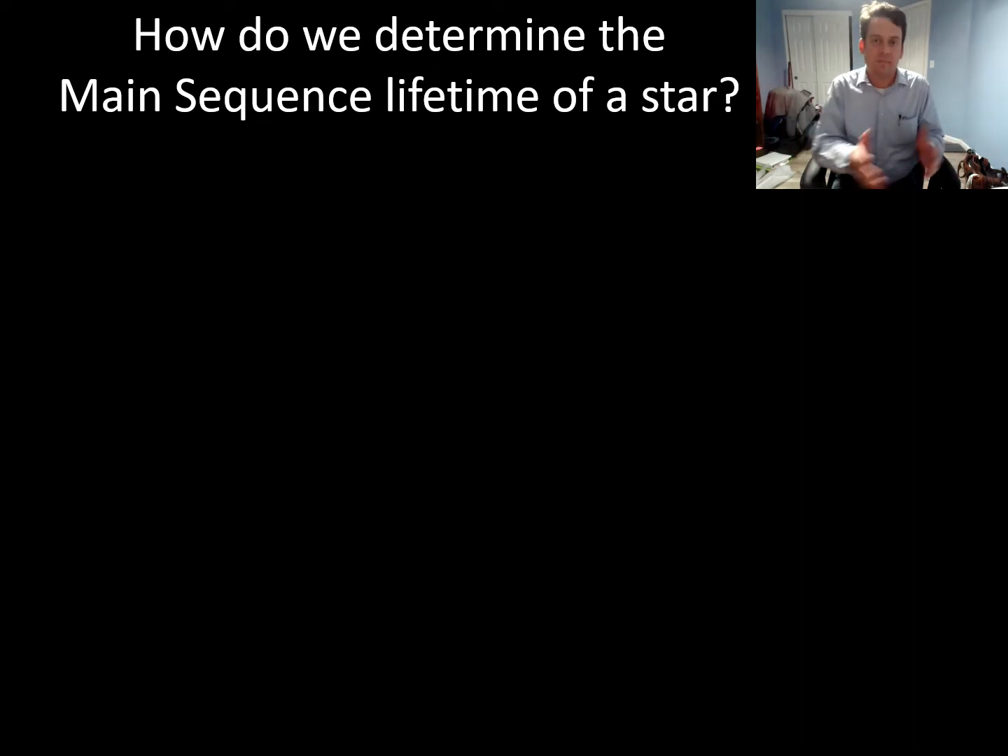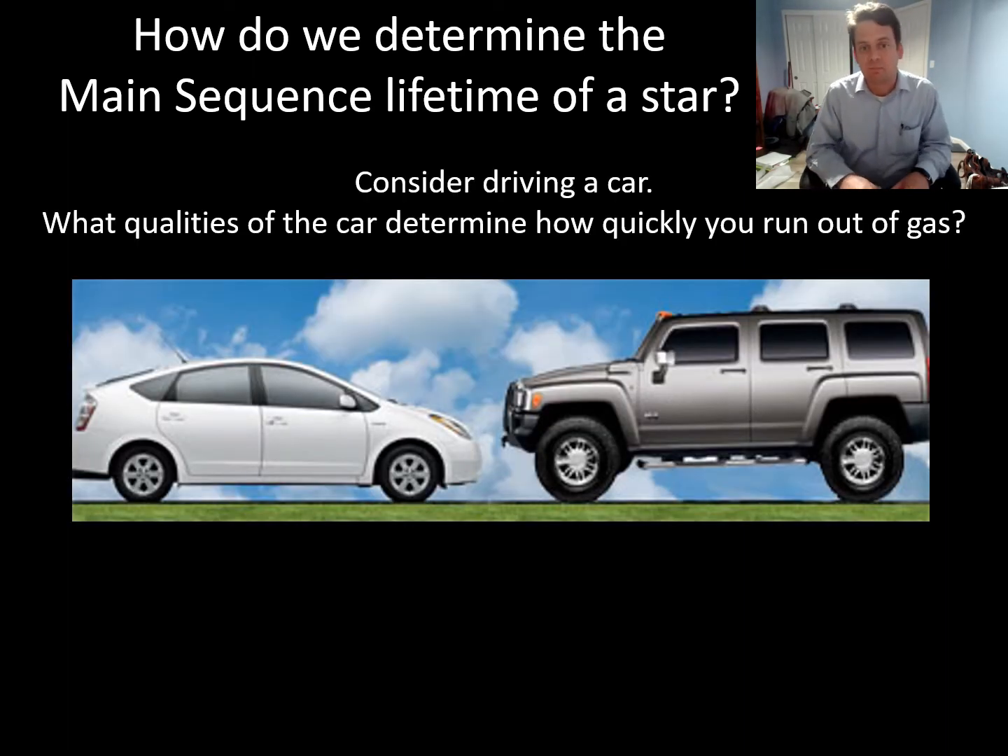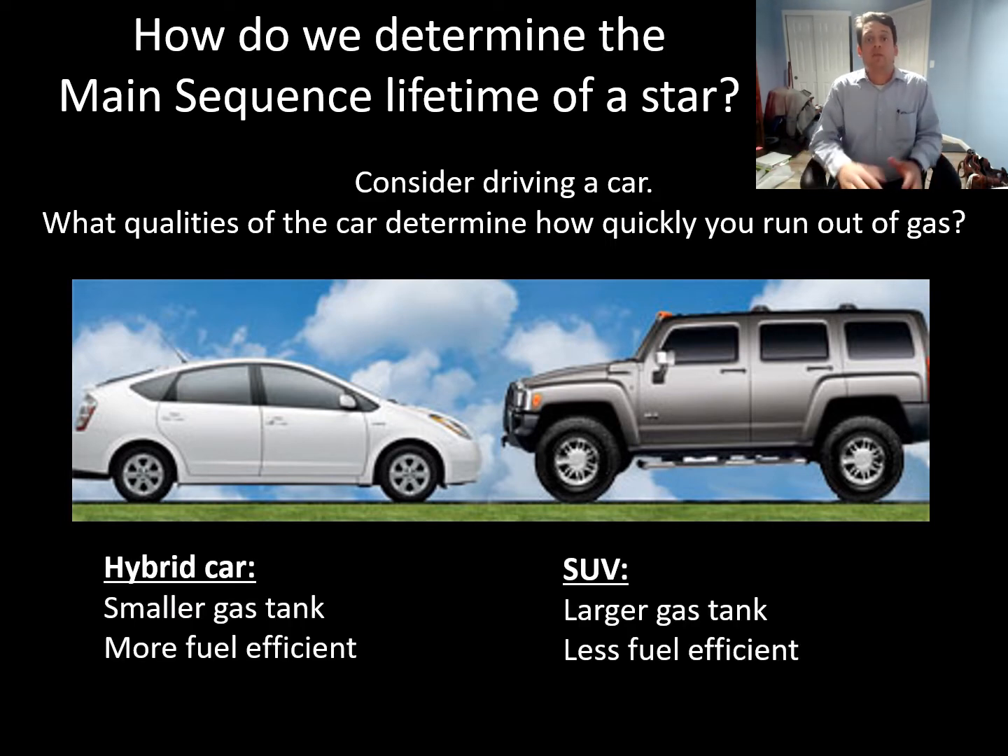I've told you that an M-class star can live for 500 billion years, and an O-class star can die out in only 1 million years. But how do we know that? So let's make an analogy to driving a car. What would determine how quickly you would run out of gas in your car? There are a couple of things to keep in mind, right? One is, how much gas do you have? What's the size of your tank? And the second is, how fuel efficient are you? At what rate are you burning that fuel?